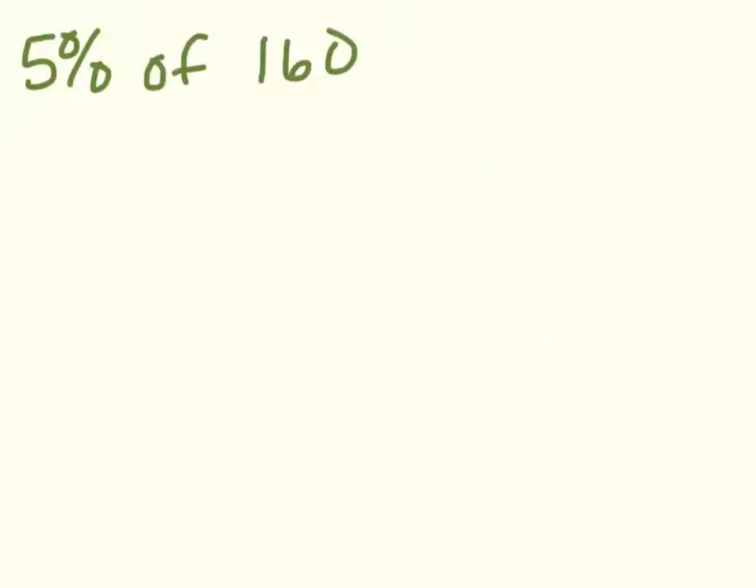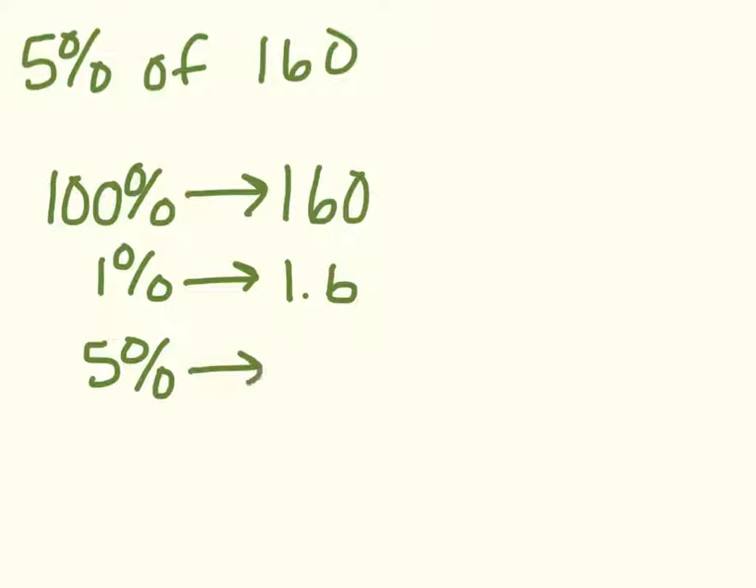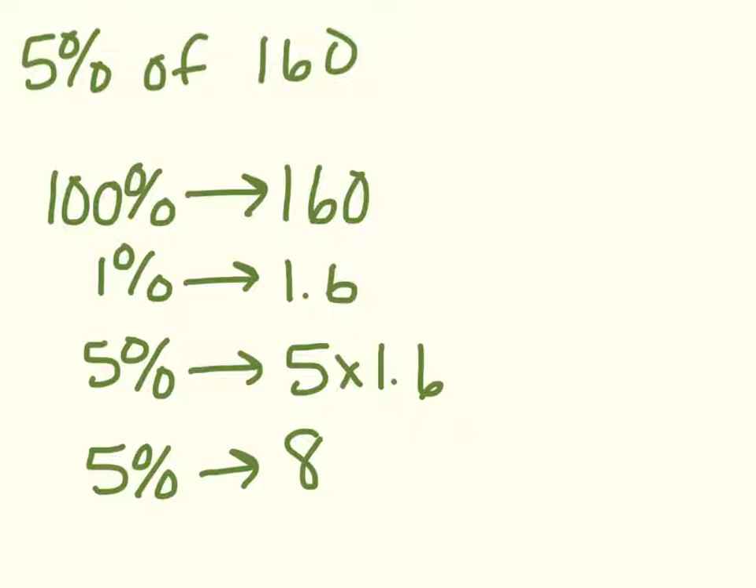Let's find 5% of 160. There are two methods for solving. The first method is to write it in this way. 100% is equivalent to 160. So 1% is the same as 1.6 items. So 5% would be equivalent to 5 times 1.6. Giving us a final answer of 5% equals 8. So 5% of 160 is 8.